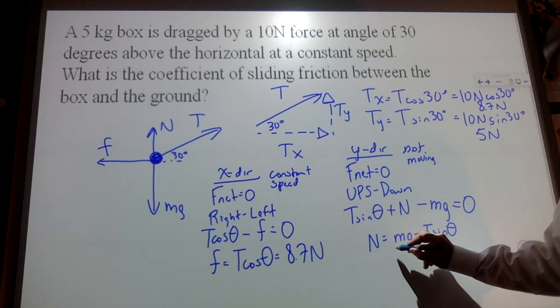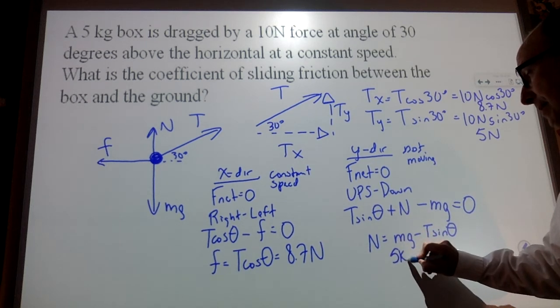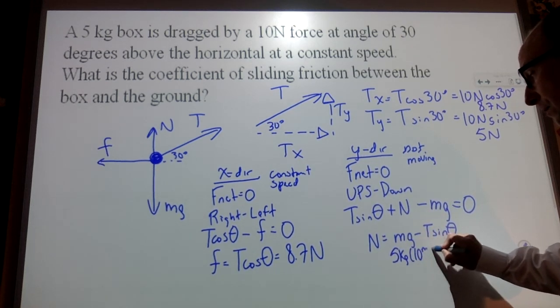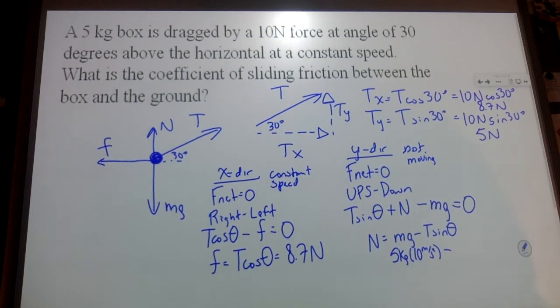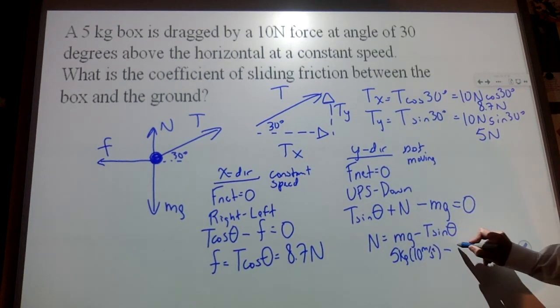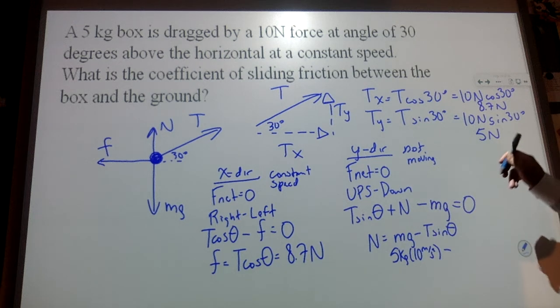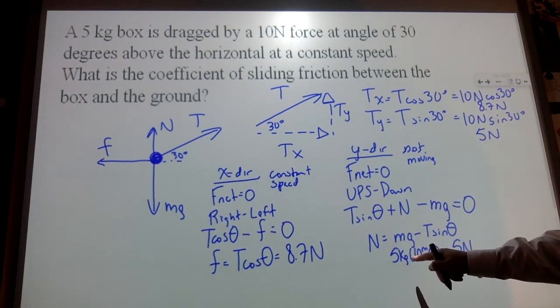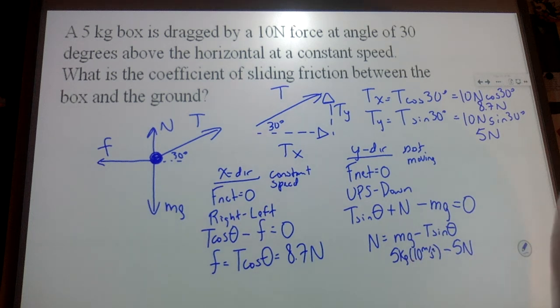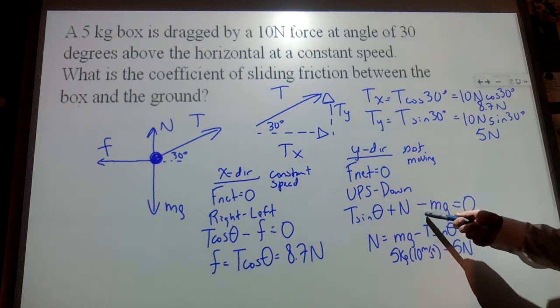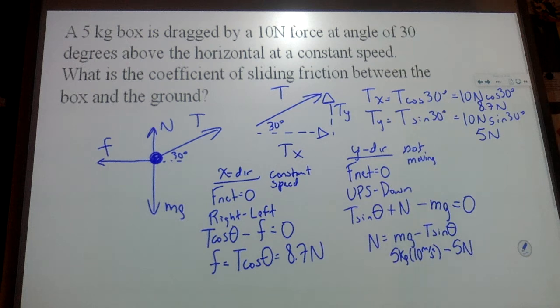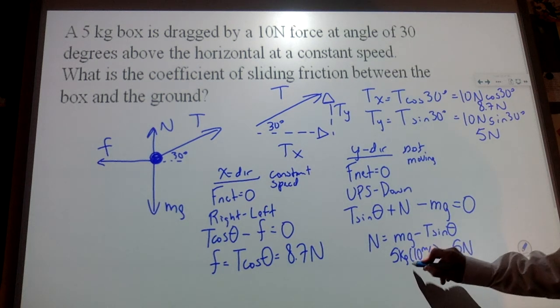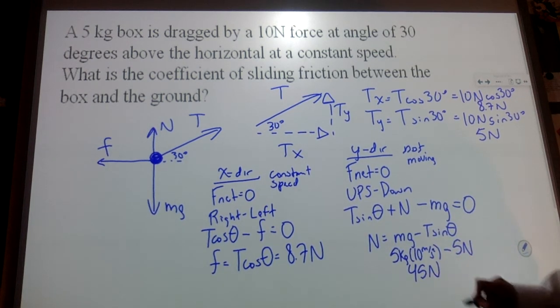mg is going to be 5 times 10. T sine of 30 is going to be 5. Again, I don't put in the negative because I already did. I put it in here. So I already said it was negative, so I don't have to do it a second time. So I have 45 newtons.